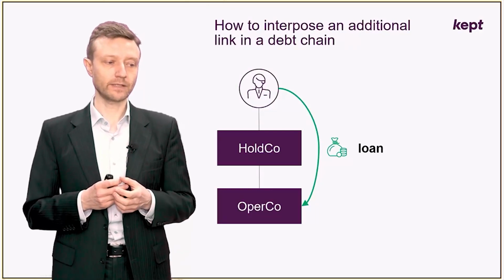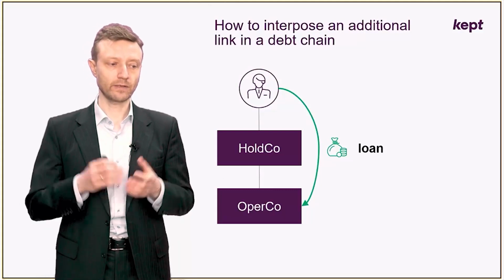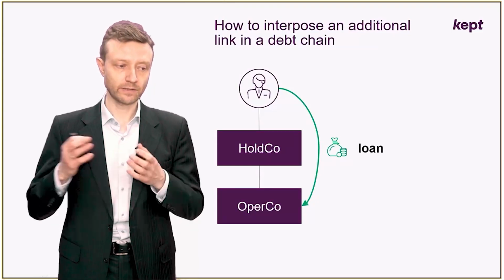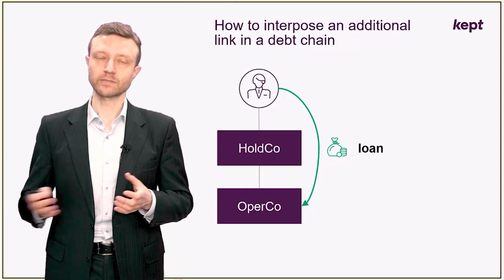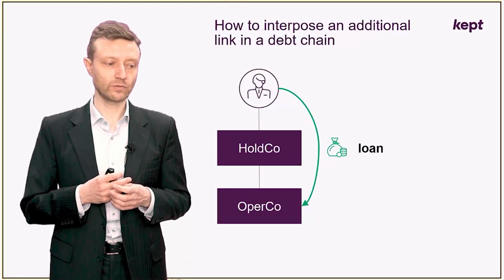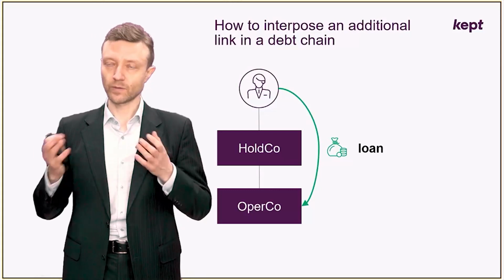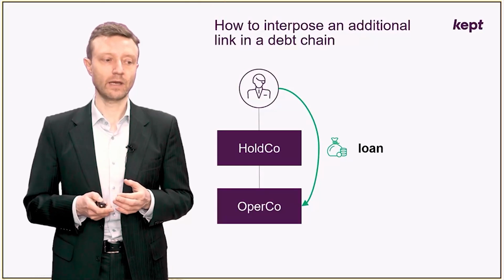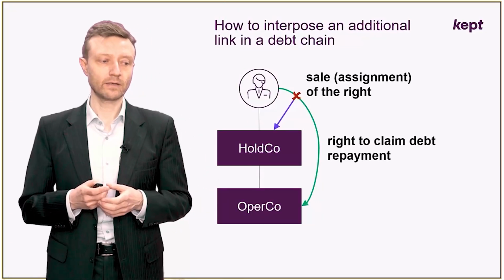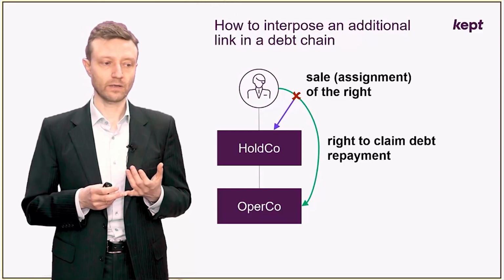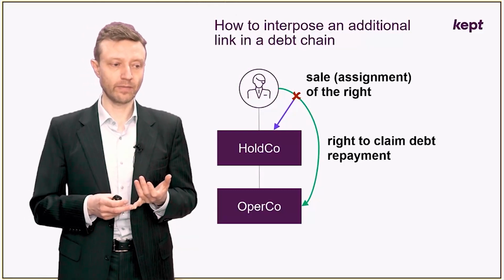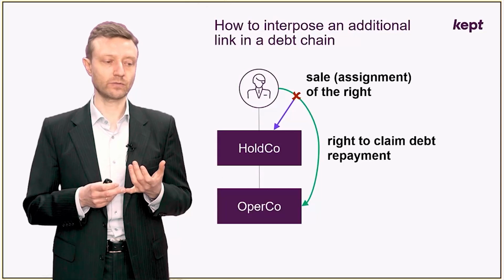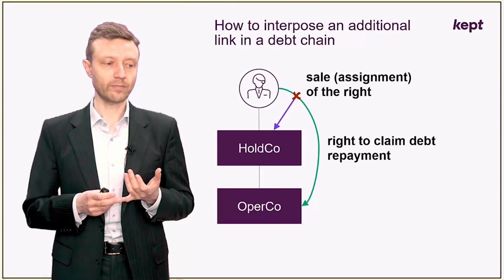And on these slides, this is an example where there is a holding company and an operating subsidiary. There is a shareholder that owns the holding company, and the shareholder, sometime in the past, extended a loan to the operating company. But we need to interpose the holding company into the financing chain, and this can be done in two ways. First of all, the shareholder may assign his or her rights to this loan to the operating company, to the holding company.